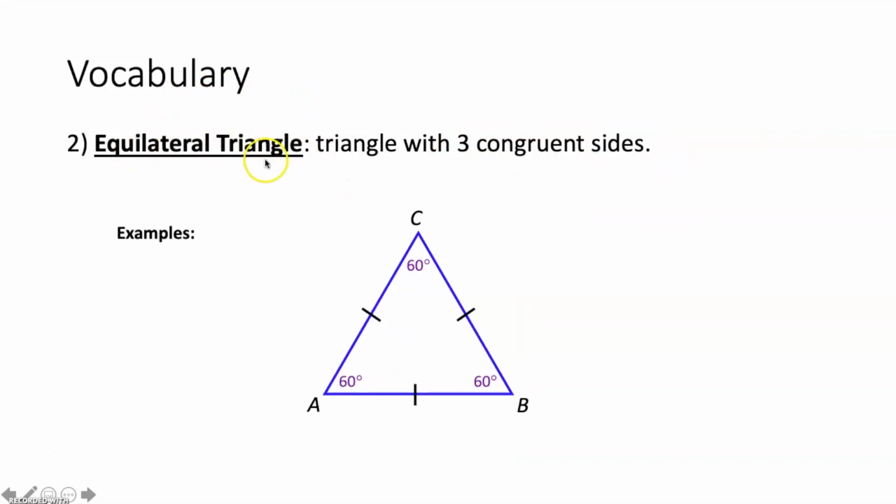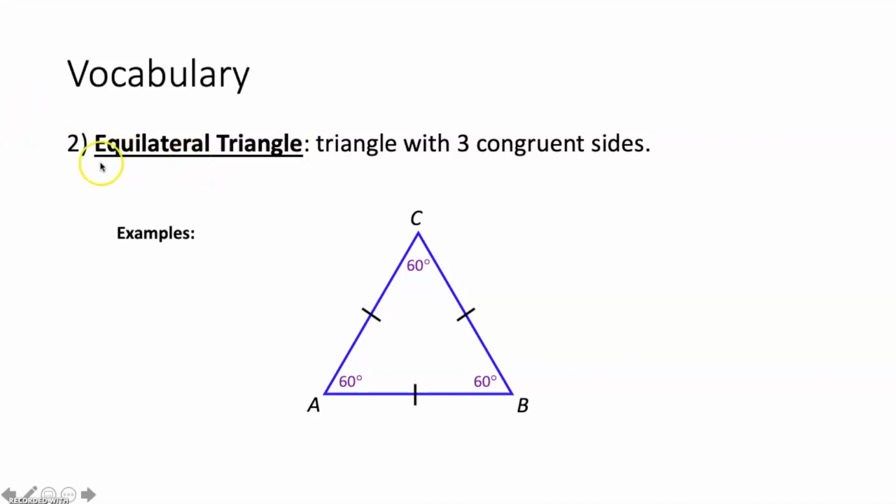Now, our equilateral triangle, the thing we just talked about, is a triangle with three congruent sides. So down here, we have a triangle. We know that all three sides are congruent. That's what these little tick marks mean. And you can see that because all three sides are congruent in our triangle, all three angles are also congruent. So an equilateral triangle is technically also an equiangular triangle.